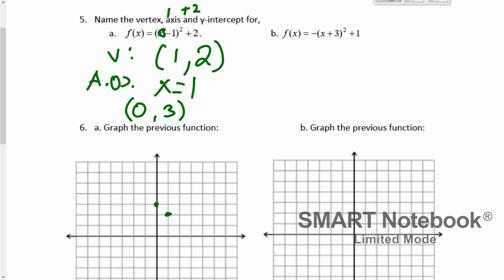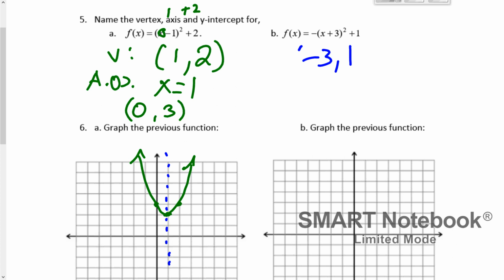And then we can use our axis of symmetry. We don't really need to graph this axis of symmetry, but we can use it. Because then all we have to do is just fold it over so it's 1 away from here. So if I go 1 on the other side, I can finish my parabola. So there's the graph.